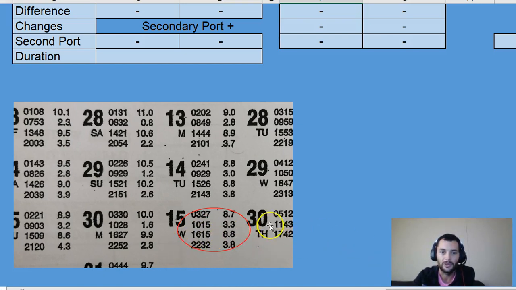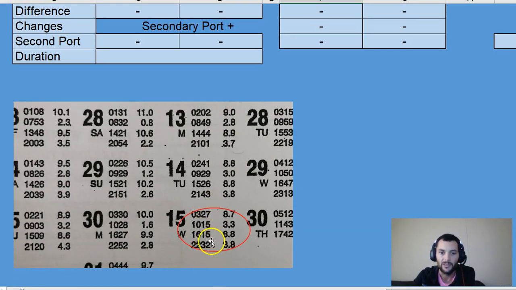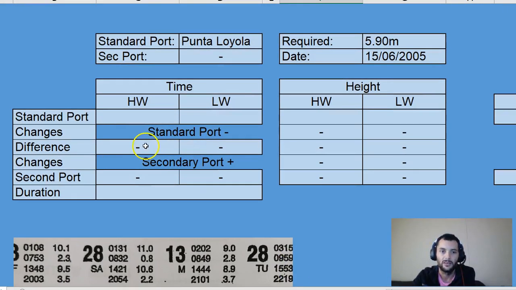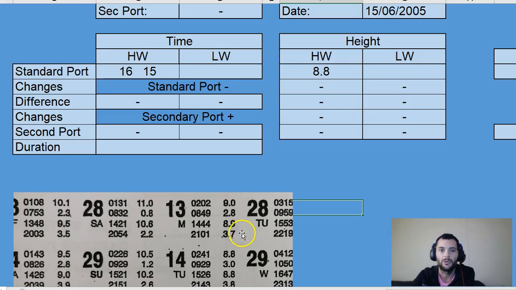So what we need to do is go back into this table over here and insert this information. For this port, the time of high water is 16:15 and the height is 8.8 meters. For low water, which will be prior to that, the time is 10:15 in the morning and the height was 3.3. So there's 10:15 and a height of 3.3.